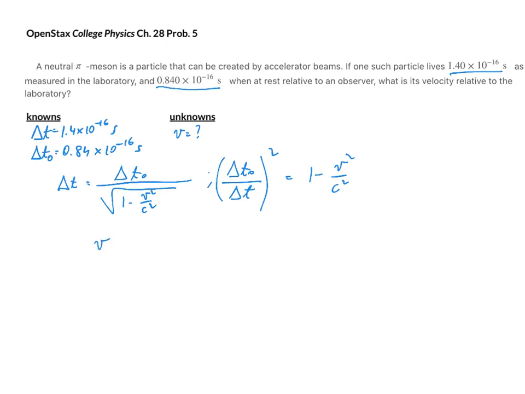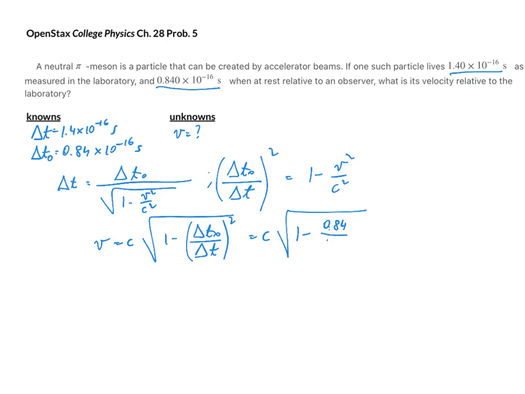So then v is going to be c times the square root of 1 minus the quantity delta t naught divided by delta t, squared. And then we plug in the numbers. c square root of 1 minus delta t naught, which is 0.84. I'm going to skip the times 10 to the negative 16 because those will cancel out anyhow. Divided by 1.4 times 10 to the negative 16, quantity squared. And when you do the math, then you end up with 0.8 c.